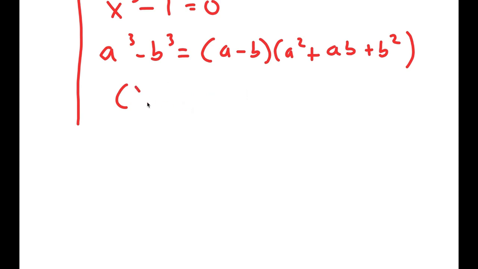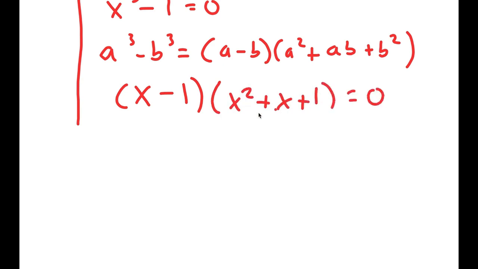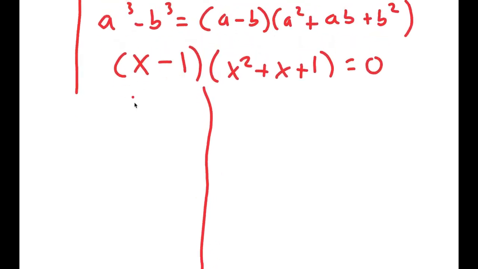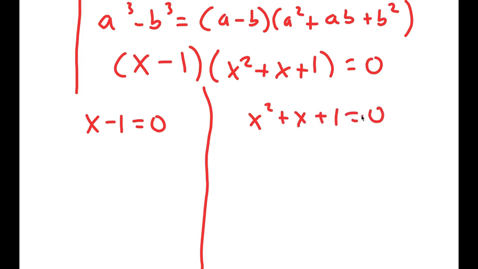So this turns into x minus 1 times x squared plus x plus 1 is equal to 0, which gives me yet another two equations. So now I have x minus 1 equals 0 and x squared plus x plus 1 equals 0. So for x minus 1 equals 0, all I have to do is add 1 on both sides, and I get x is equal to 1.